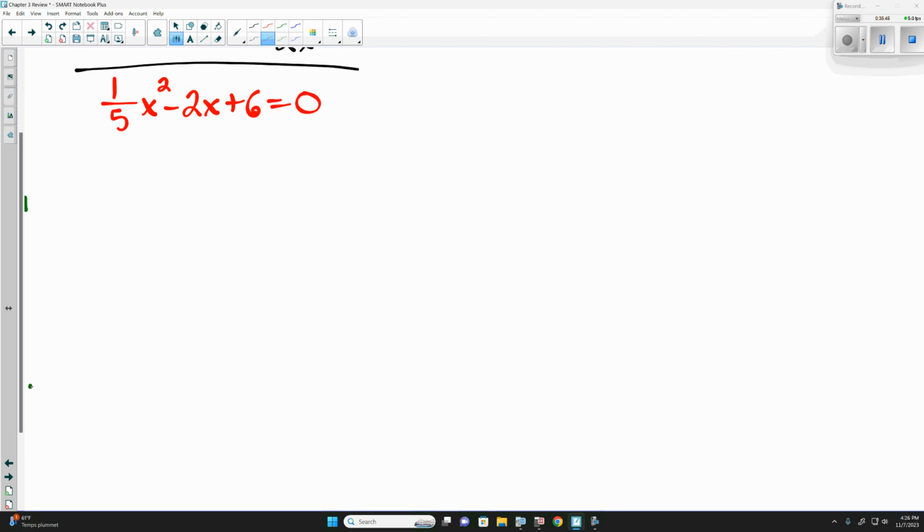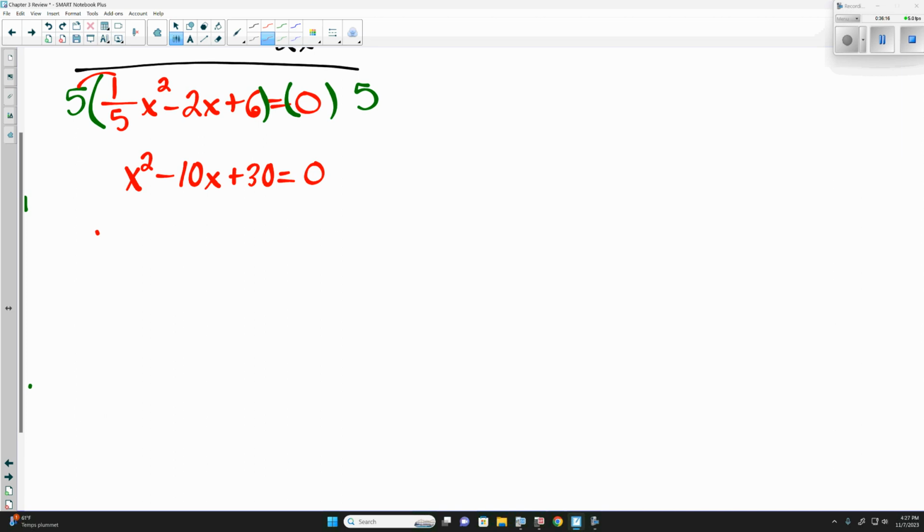Now at this point here, there's two ways we can solve it. But the first thing I would do, just to make these numbers work out nicer, is we're going to multiply everything by 5. Now the reason we're multiplying everything by 5 is because when we do 5 times 1/5 x squared, 5 times 1/5 is 1, leaving us with x squared. 5 times negative 2 is negative 10x. 5 times 6 is plus 30. And 0 times 5 is 0.